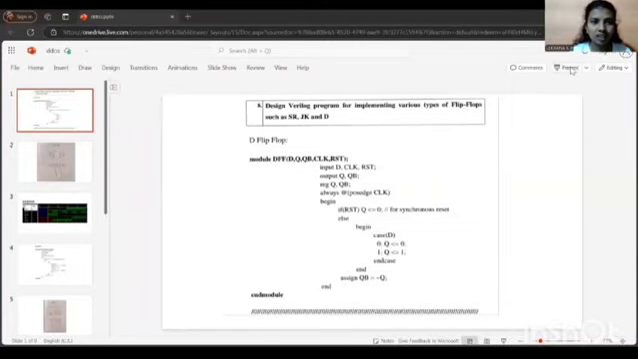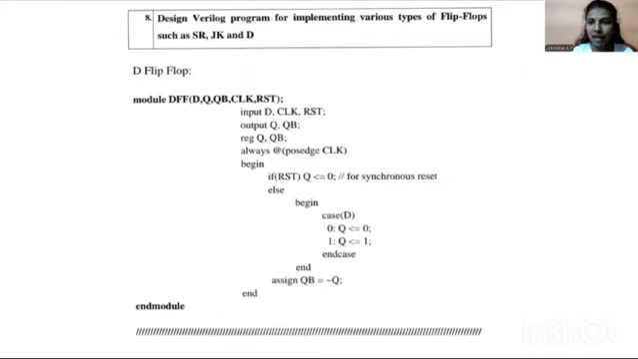Good evening, everyone. My program, the eighth program, is to design Verilog programs for implementing various types of flip flops such as SR, JK, and D flip flops. Coming to the D flip flop, a D flip flop is a type of sequential circuit that stores and transfers data on the triggering edge of the clock signal.